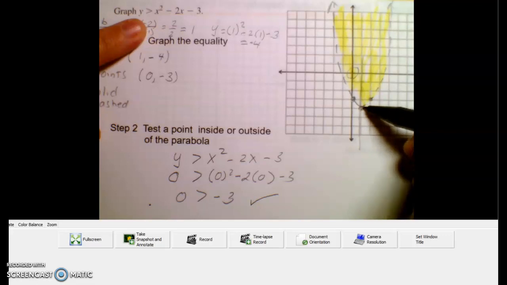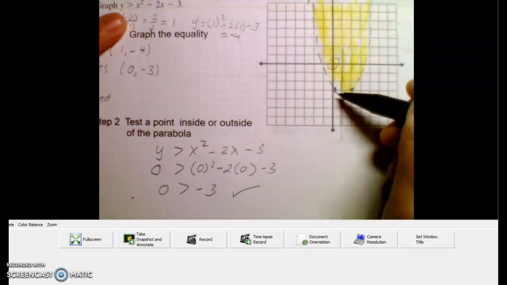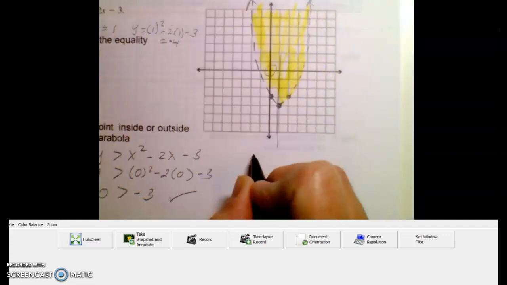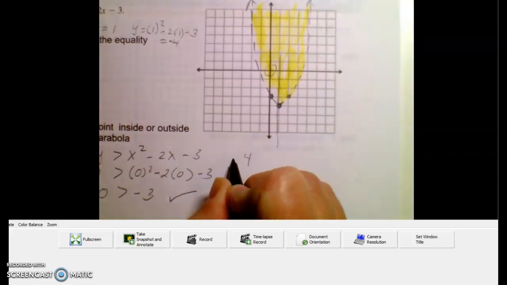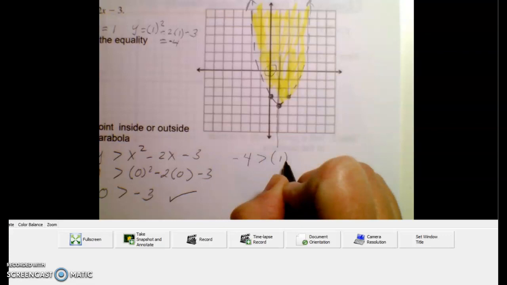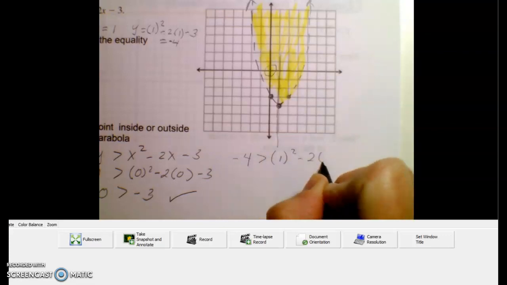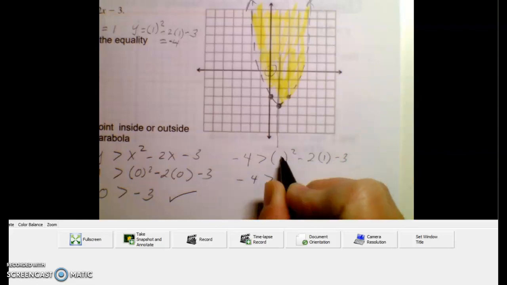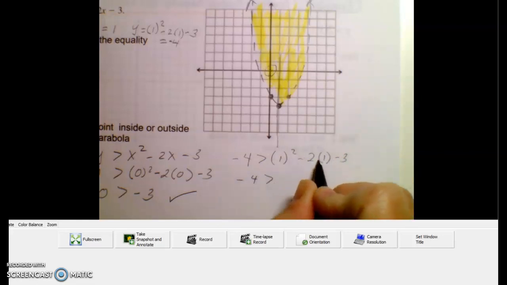So let's test it. If I put in the point 1, negative 4, this will not work. I'm going to put negative 4 greater than 1 squared minus 2 times 1 minus 3. Negative 4 is greater than 1 minus 2, which is negative 1, minus 3 is negative 4. So you can see how the vertex doesn't work. Negative 4 is not greater than negative 4.